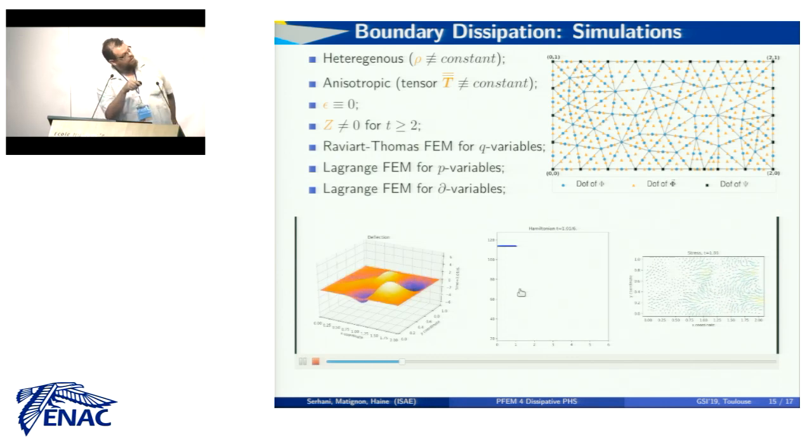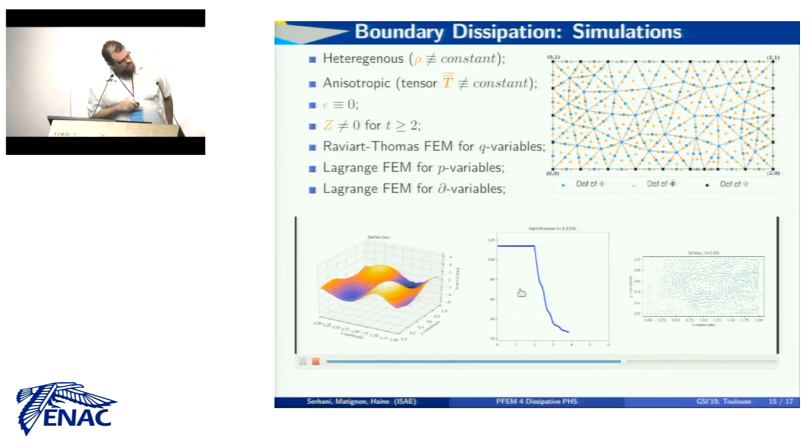So on the left, you have the deflection. On the right, the stress. And at t equals 2, you decrease until you reach a stationary solution, because with IBC, 0 is always an eigenvalue.